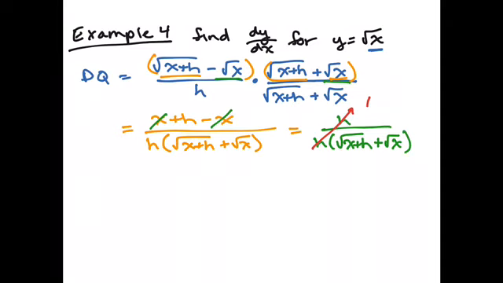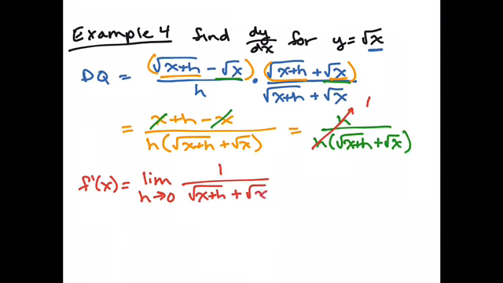So my derivative then is the limit as h goes to 0 of 1 over the square root of x plus h plus the square root of x. So we're plugging in a 0 for that h. So I'm going to get 1 over, well, I got the square root of x plus square root of x is 2 times the square root of x.